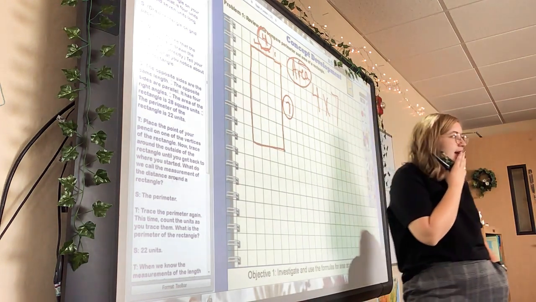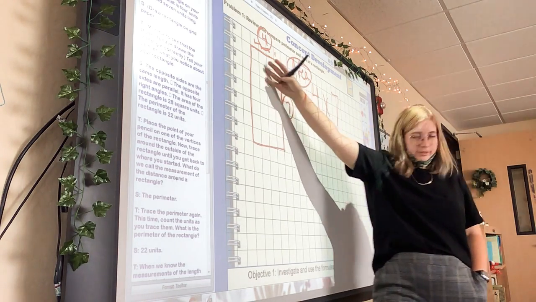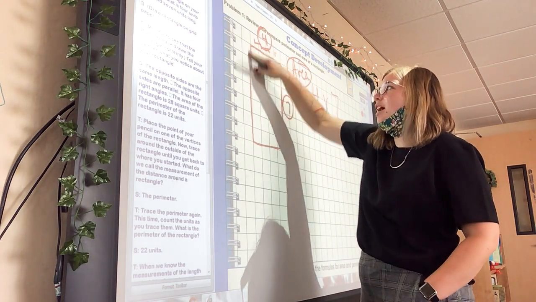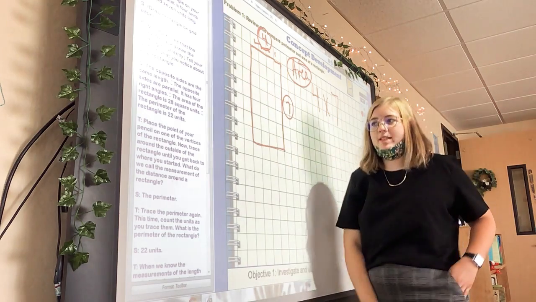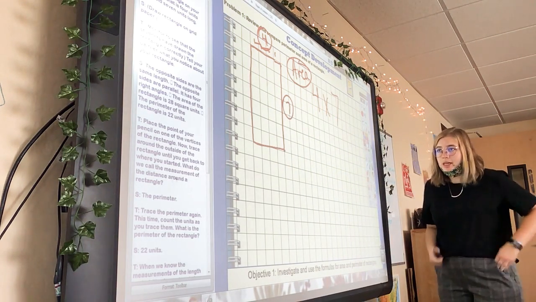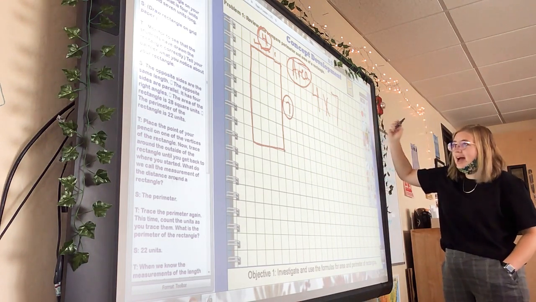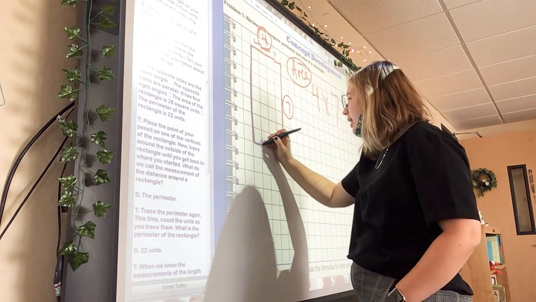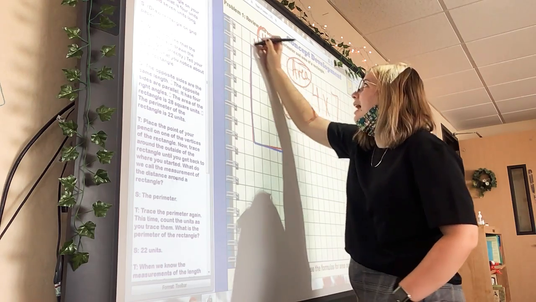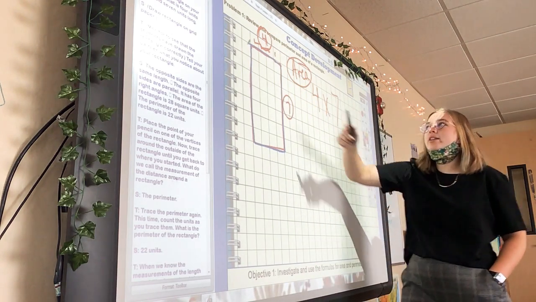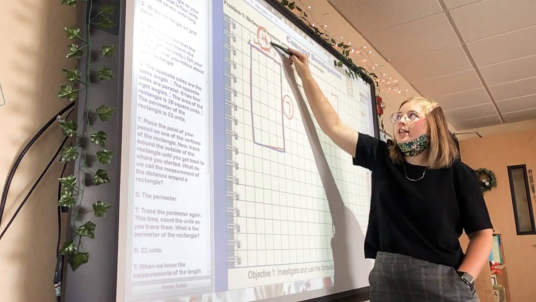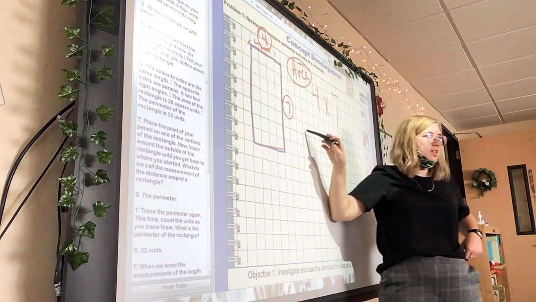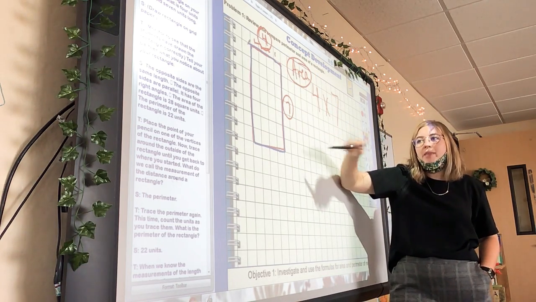Inside. Class, everything on the what? Inside. And perimeter is everything on the what? Outside. Good. Good. Okay. So then to show that, we need to outline the units on the outside, right? And so we know that this side is 4 units long, this side is 7 units wide, right?